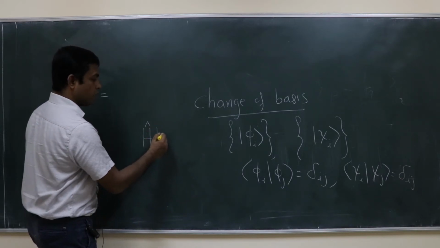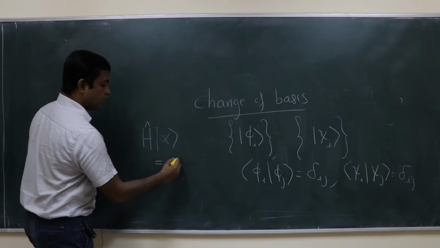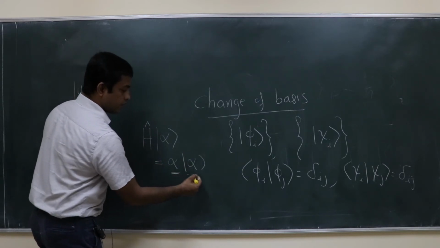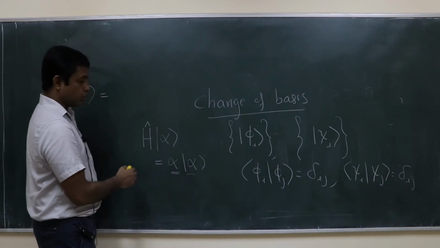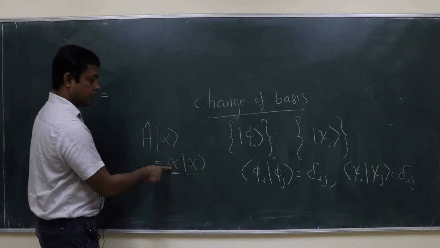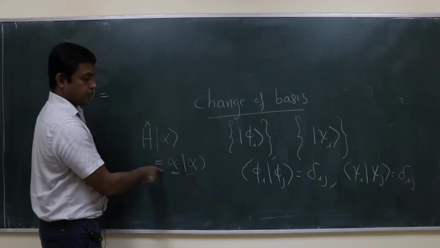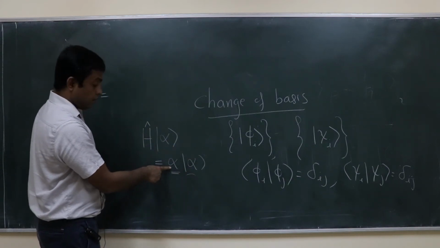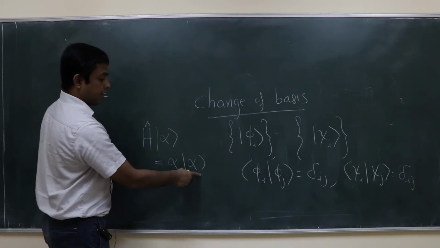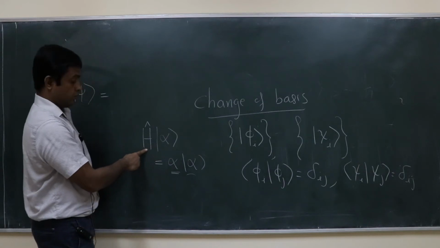So an operator acting on any state, say ket alpha, gives alpha times ket alpha. This alpha is the eigenvalue and ket alpha is an eigenstate. So any operator acting on a state giving you the same state with a number alpha, this is basically the eigenvalue equation. Alpha is the eigenvalue and ket alpha is the eigenstate. So H is the Hamiltonian, or the energy operator, if you want to say.